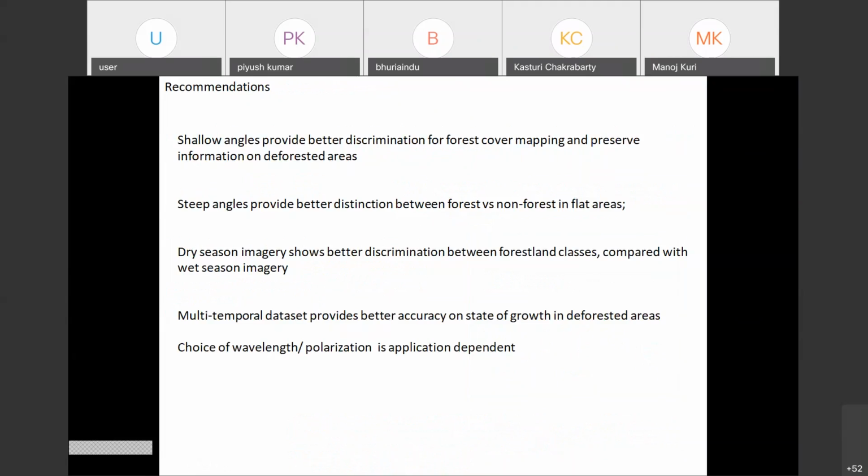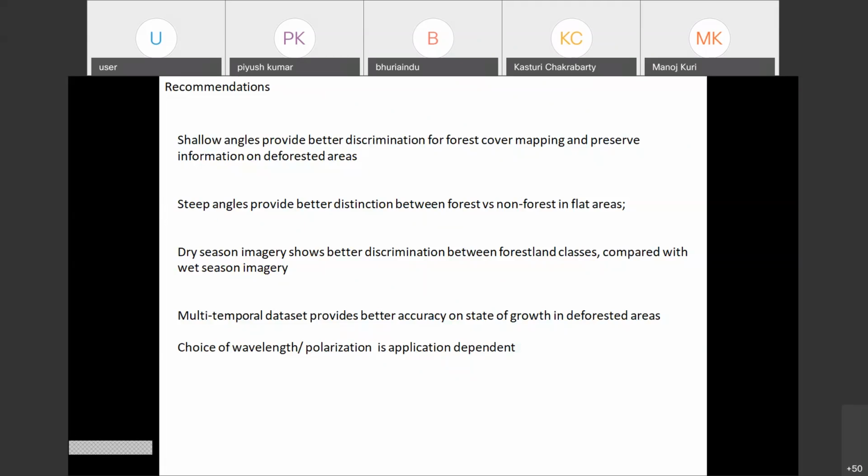So in forest studies, there are certain recommendations based on the various interactions of the radar parameters and the surface parameters: shallow angles provide better discrimination for forest cover mapping, and steep angles provide better distinction between forest versus non-forest in flat areas. The dry season is actually preferred for discrimination of the forest. Why dry season? Because there will be leaf fall in the forest, and that's how, when we use a particular band, it will clearly discriminate between a deciduous forest and an evergreen forest.